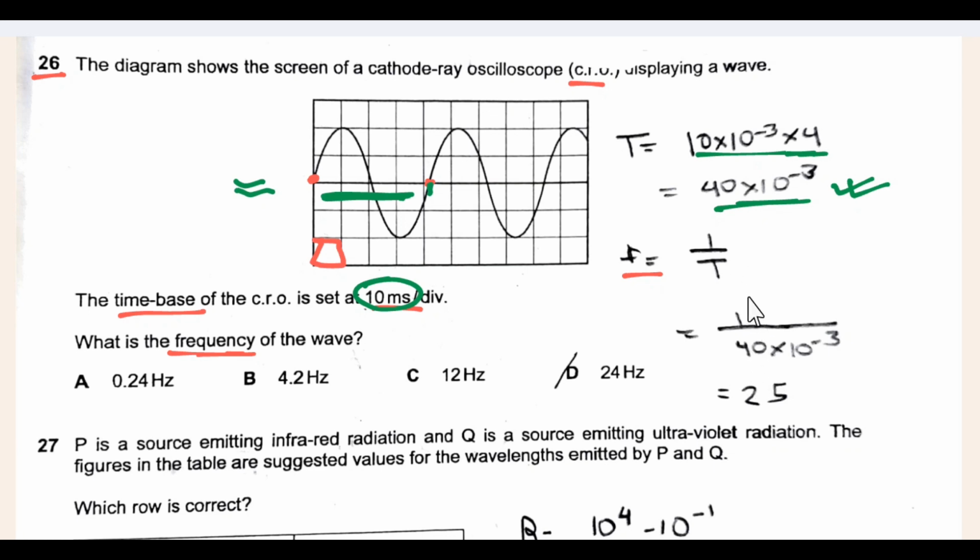So we just place the value, 1 by time period, to find the frequency, and the frequency we get is 25. But what is the value that is close to 25? The value that is close to 25 is 24 Hertz. And why does the value come to 24 Hertz instead of 25? Because we ignore this point or these small values. So the approximate answer is 24 Hertz. So the answer is D.